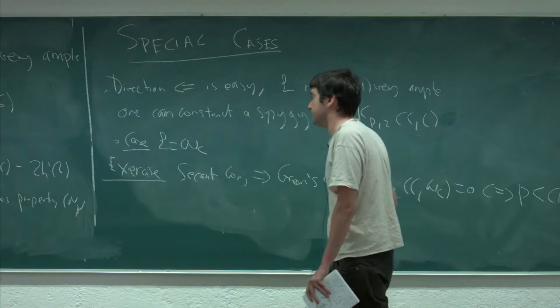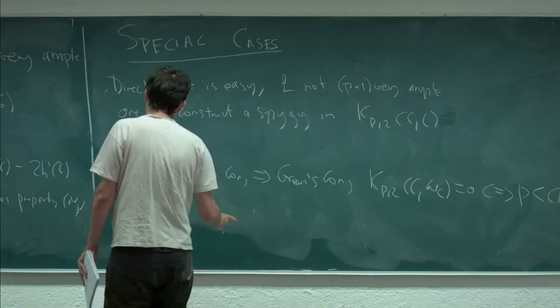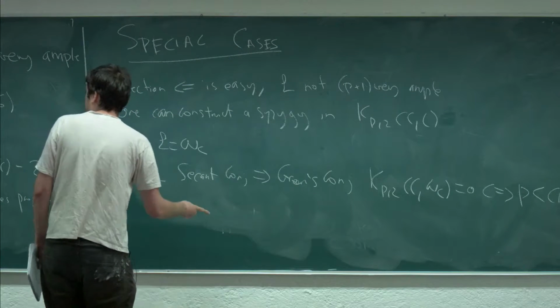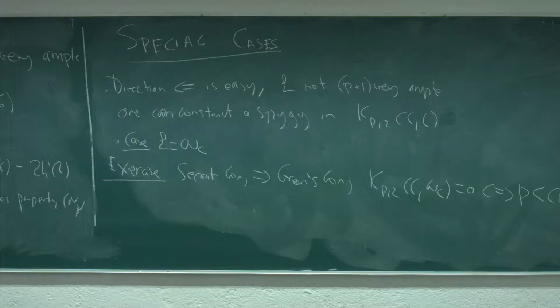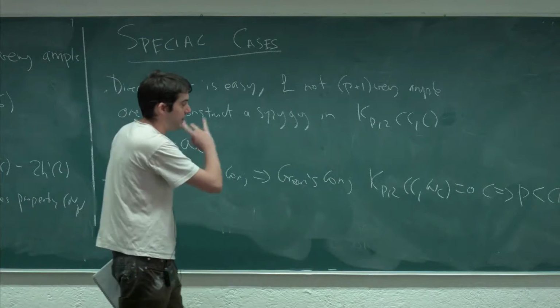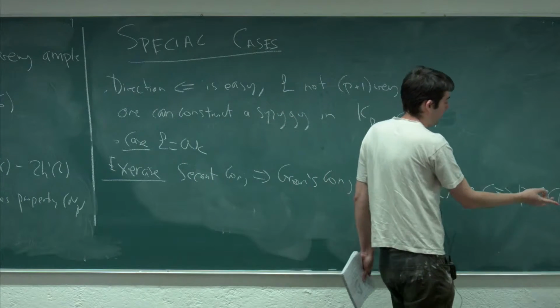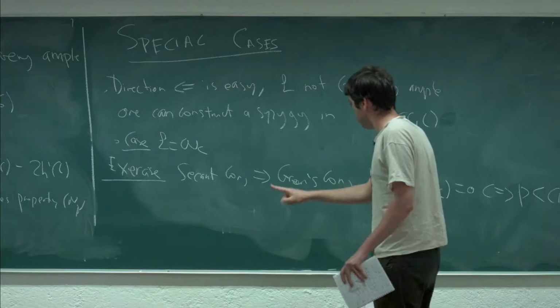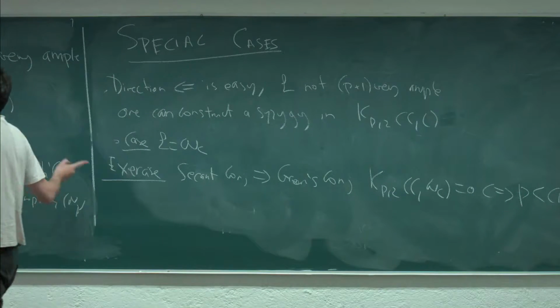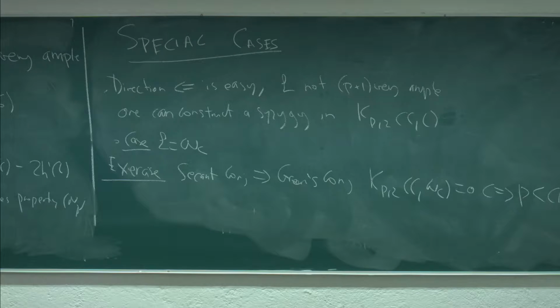Okay, so the only thing you have to do in this exercise is rewrite this (p plus 1)-very ampleness condition for the canonical bundle. And you find out that it's something related to the gonality, which is related to the Clifford index, and then you end up with this compact statement. So this is a more general version of Green's conjecture.